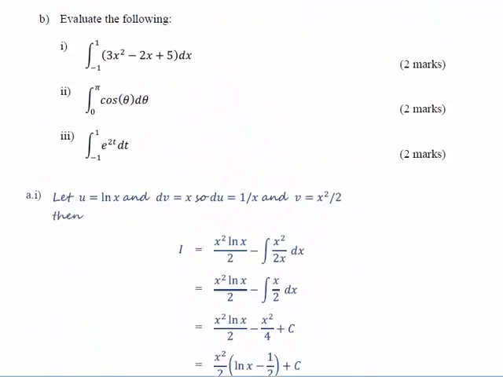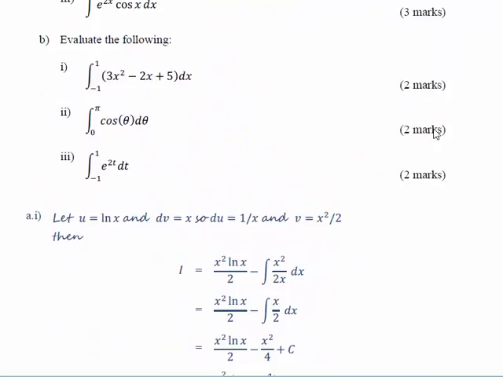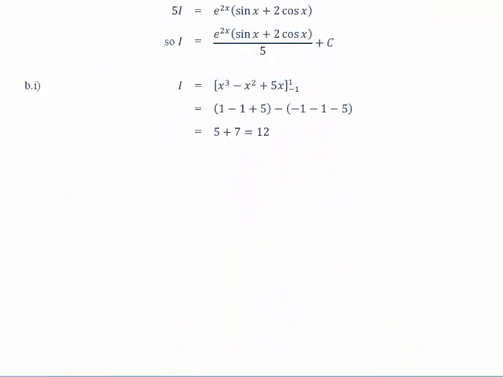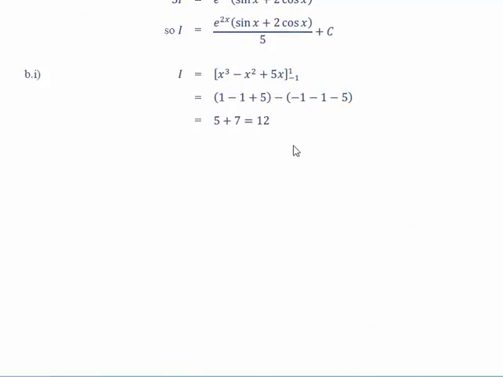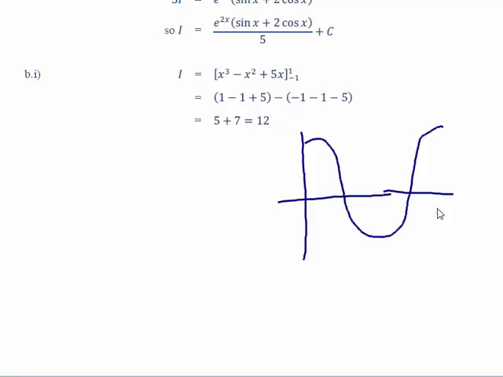B2. The integral of cos theta d theta from 0 to pi. Before we do the integration, let's just have a look at what the cos looks like from 0 to pi. Cos goes like this. That's 2 pi. And this is pi.